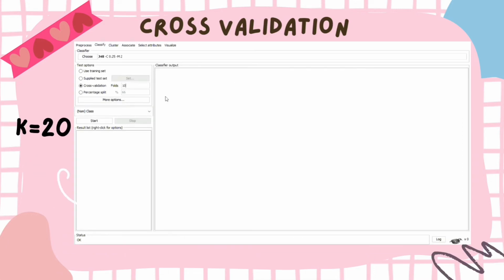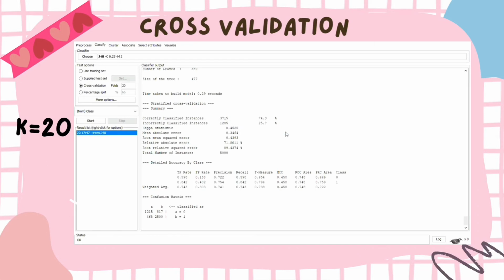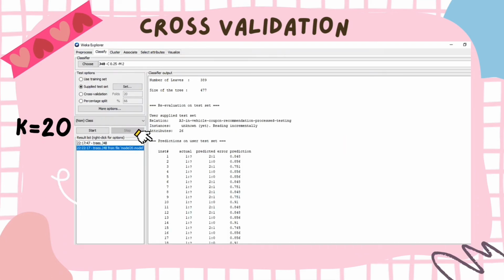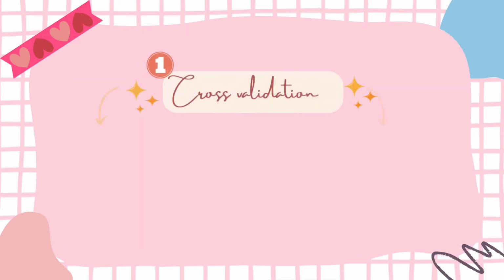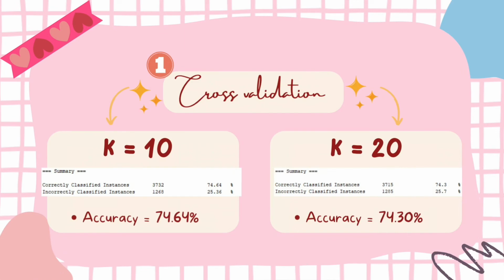For cross-validation of 20, you just repeat the earlier steps and just change the folds to 20. So now we know that the cross-validation of k equals 20 produces 74.3% accuracy. This is the prediction together with the number of leaves and size of tree. The question of our group project asks to generate the tree visualizer of the best result.